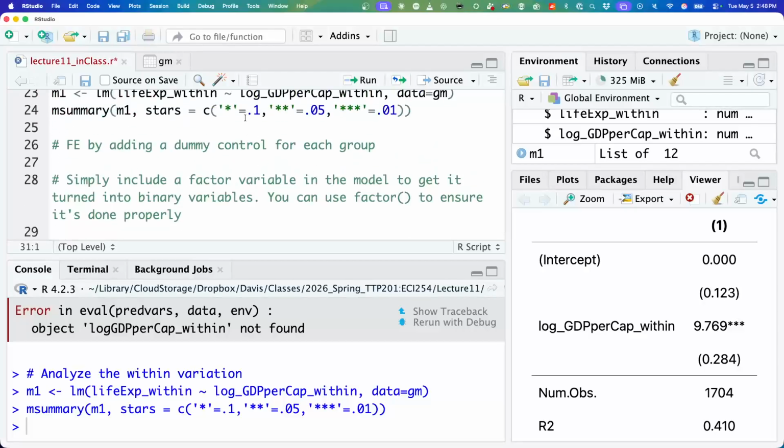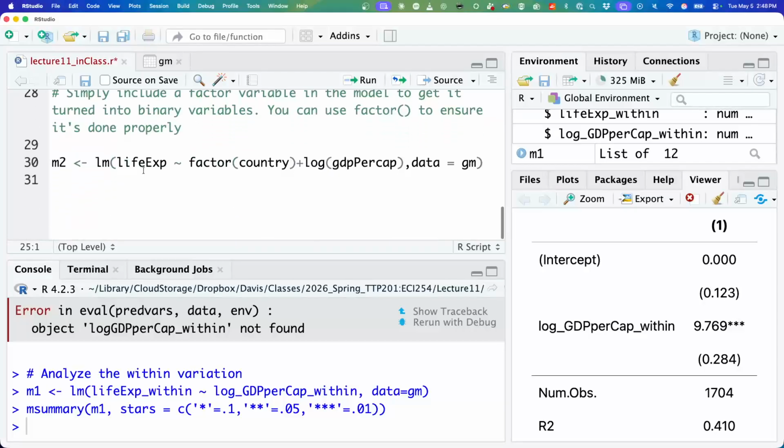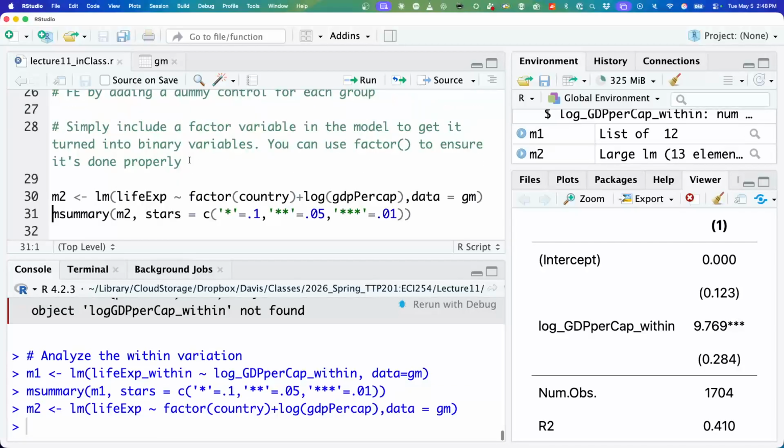And I'm just going to copy and paste this here, so we'll have the same thing. M summary of M2. So I'm basically running the same thing, except this time I'm doing it with dummies instead of doing the demeaning. Before I hit enter, recall that the answer for our coefficient that we're interested in is about 9.769.